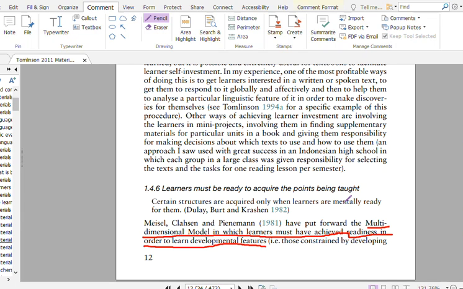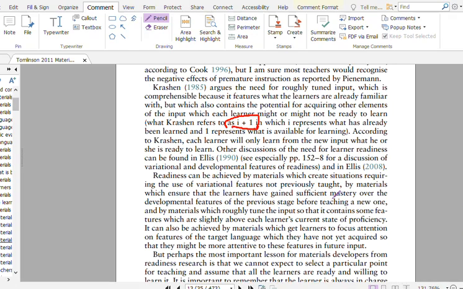After one experience, students should not be expected to use it appropriately. Using the structure should be delayed until after ten experiences. That's why the research says a student must be ready to acquire the points being taught. So we should not bombard the students, expecting them to learn all the things that we have offered and provided.